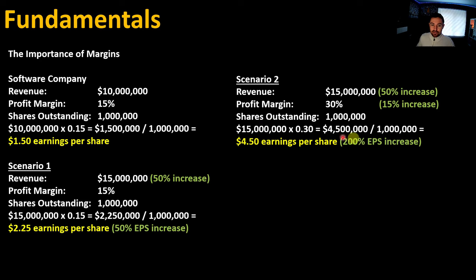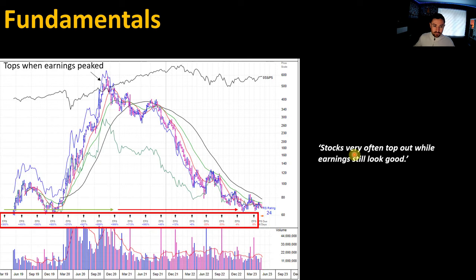But now when we work through the calculation here, we go up to $4.50 earnings per share. That is a 200% increase. So do you see the dramatic effect if a company can increase its profit margin, the effect that it can then have on the earnings per share? It can be, to a much greater extent, more impactful than the sales going up. Really, really key to focus on the margins accelerating as well, because that can drive huge earnings per share increases. So let's go through a couple of other fundamentals as well.